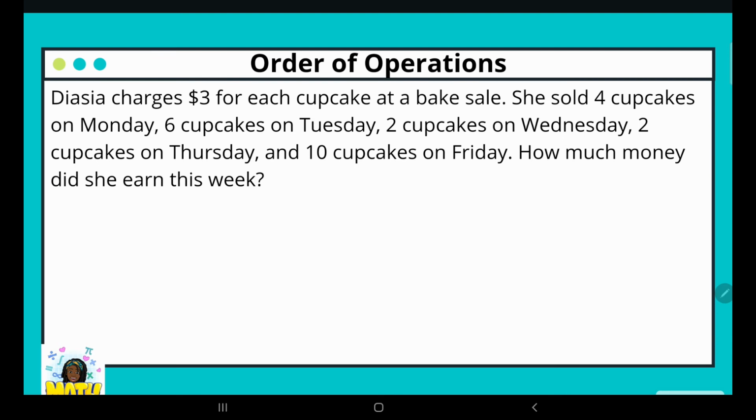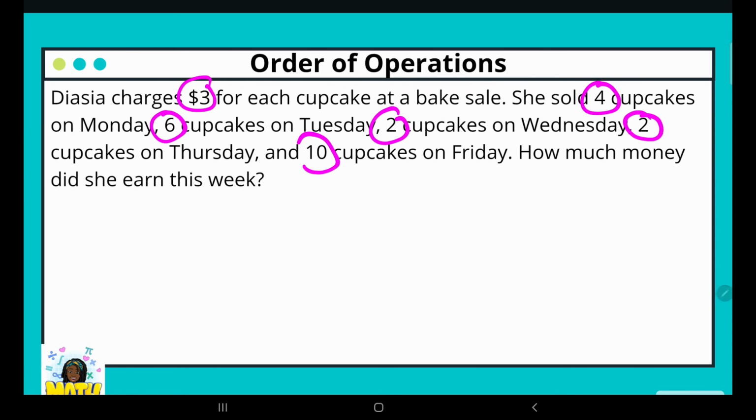Deasia charges $3 for each cupcake at a bake sale. She sold 4 cupcakes on Monday, 6 cupcakes on Tuesday, and 2 cupcakes on Wednesday, and then 2 more on Thursday, and then 10 on Friday. How much money did she earn?